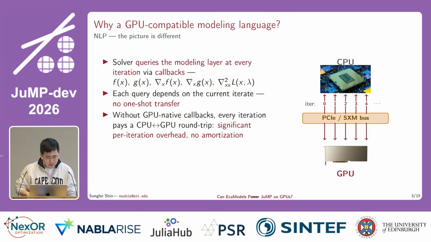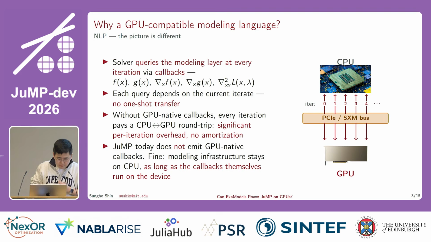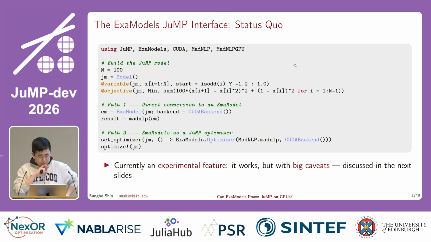But for the NLP story, it's slightly different, because an algebraic modeling system not just provides this problem information, but actually the solver queries this information in every iteration. So if you rely on a CPU modeling system, that means that you need to do this back and forth of data transfer in every iteration step. And this can be a quite significant performance degradation. So JuMP today does not support these GPU native callbacks, and ExaModels is specialized for providing these capabilities.